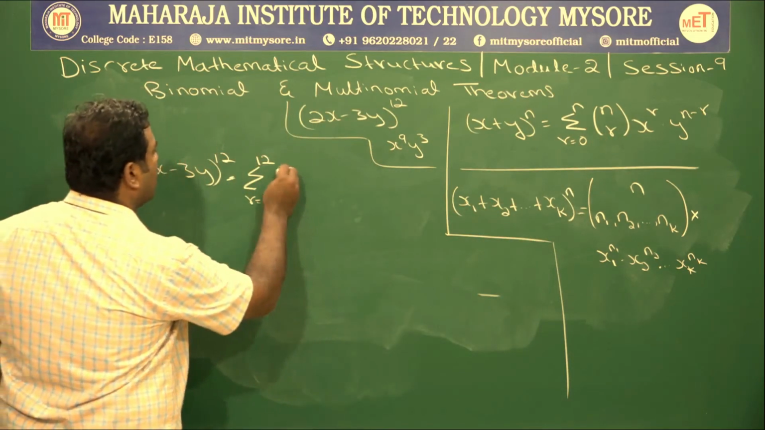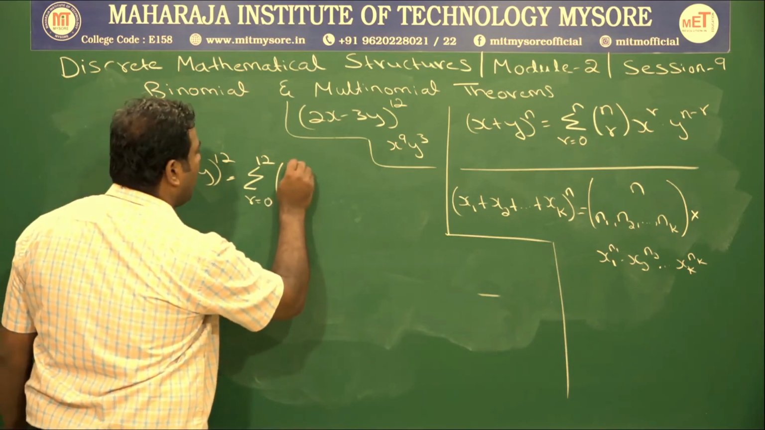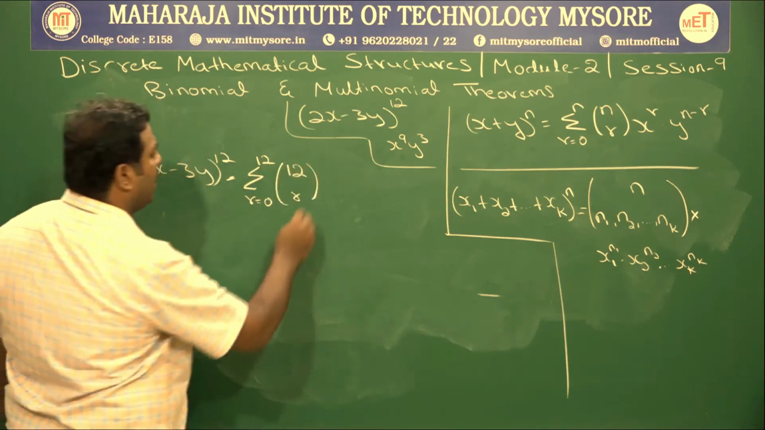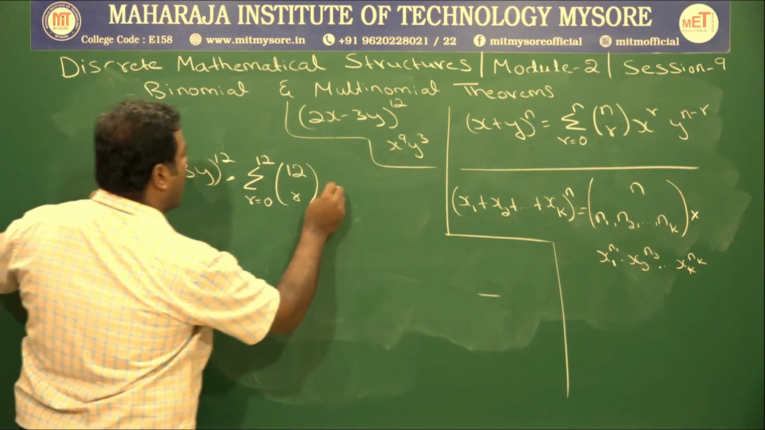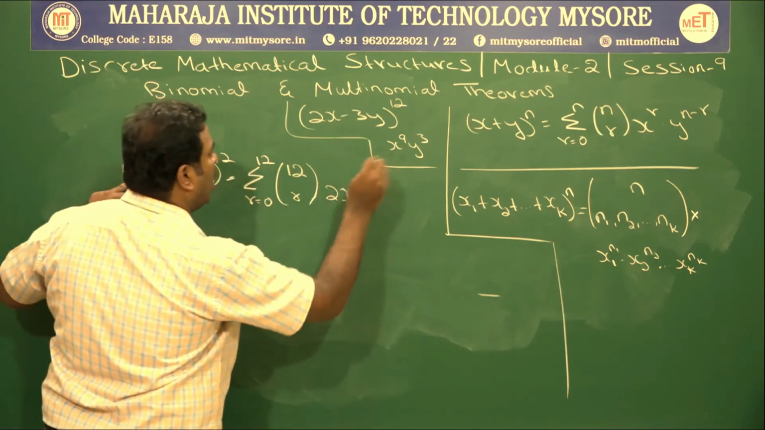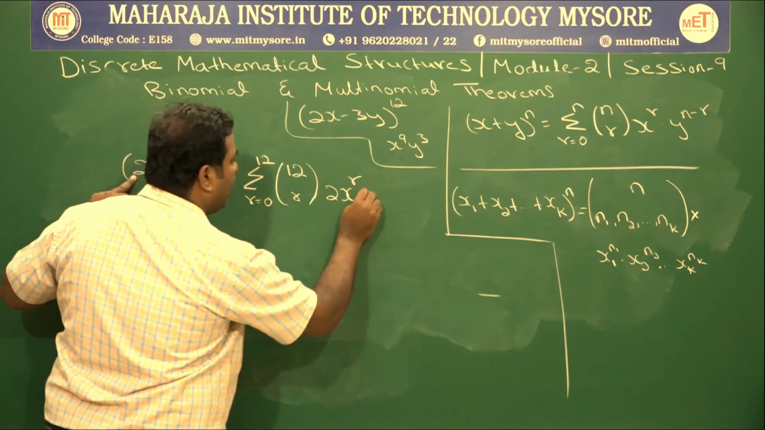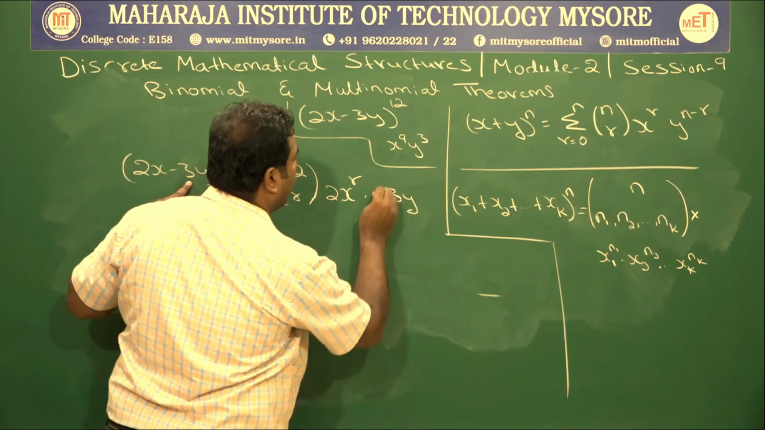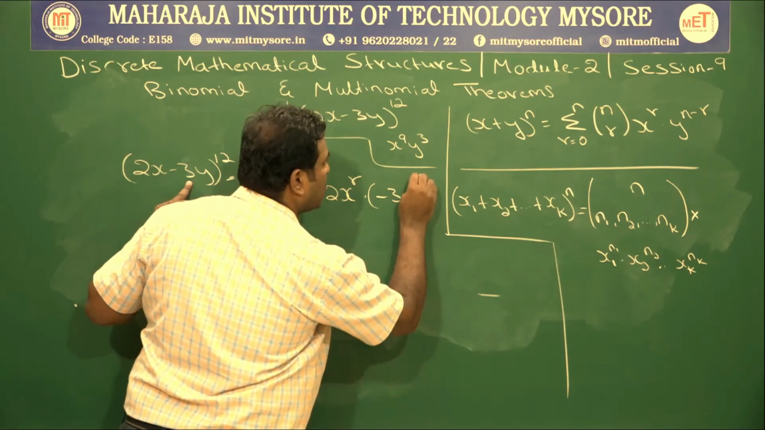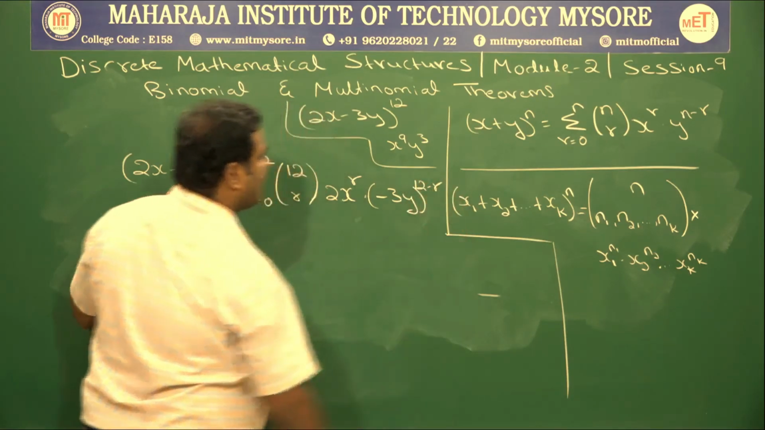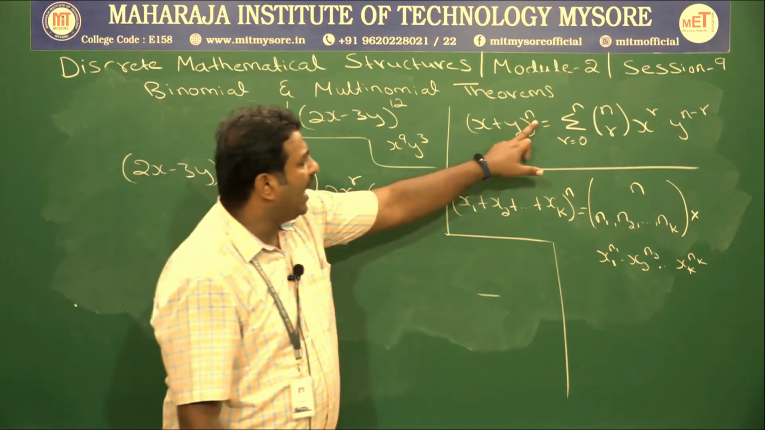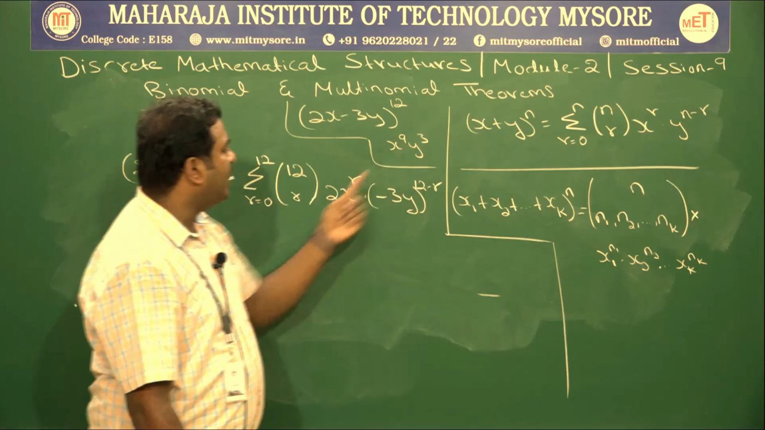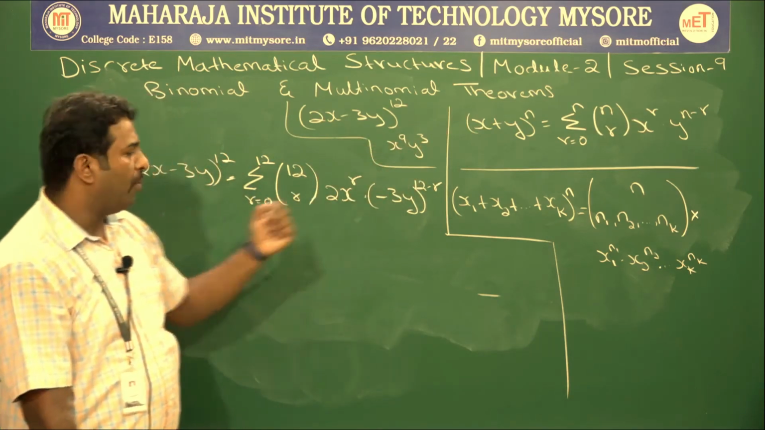Hence the value of n is going to be 12, and the value of r is still unknown, hence I am just going to write r. In place of x I am going to have 2x to the power of r, multiplied with, in place of y, minus 3y to the power of n, which is 12, so 12 minus r. So this is what I have replaced: n with 12, x with 2x and y with minus 3y in the given form. This is what I am going to end with.